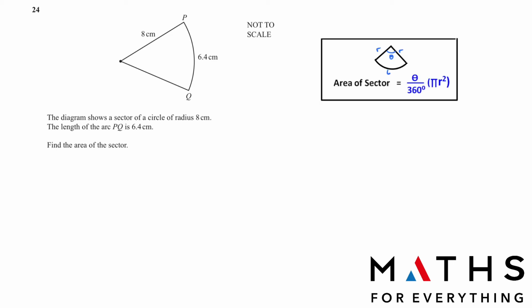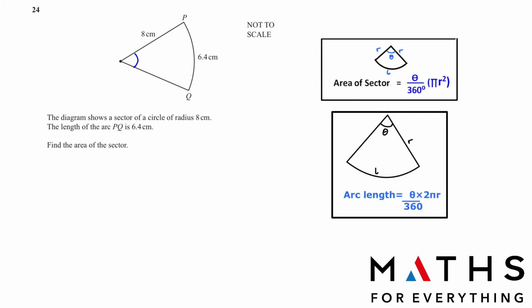This is the formula. Theta over 360 multiplied by pi r square. We have got our r, but we don't have our theta. Theta is this angle here. To find this angle, we will need another formula. That we have this formula, arc length is equal to theta over 360 multiplied by 2 pi r. We have got the arc length, we have got the radius. So if we rearrange this, we can find our theta.